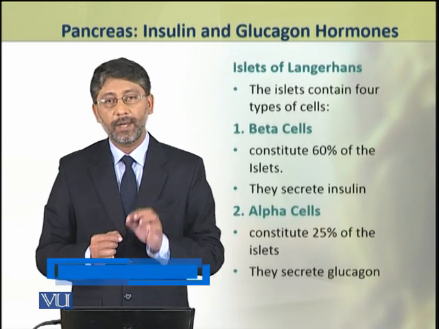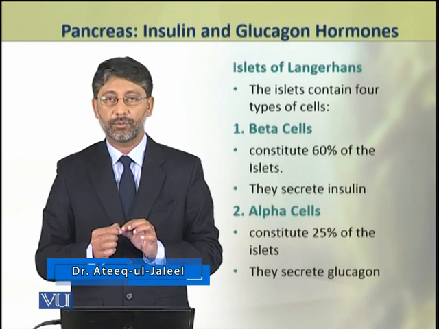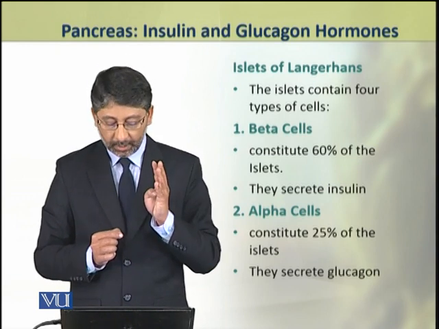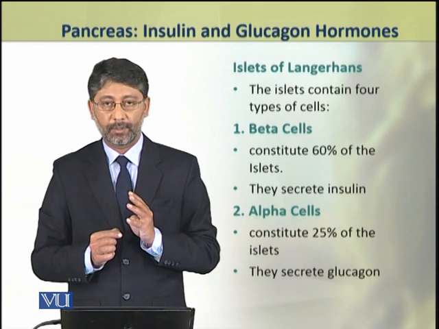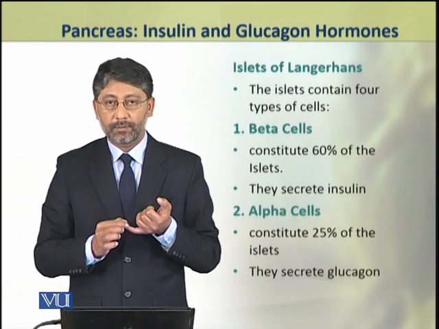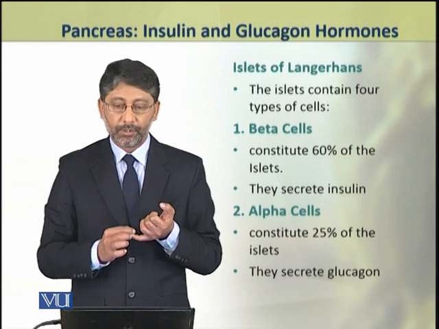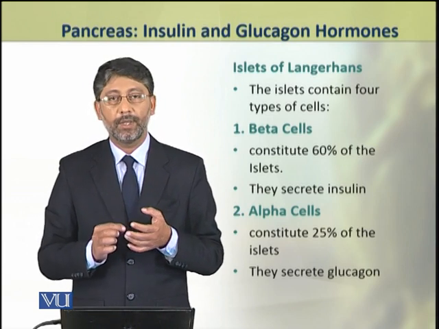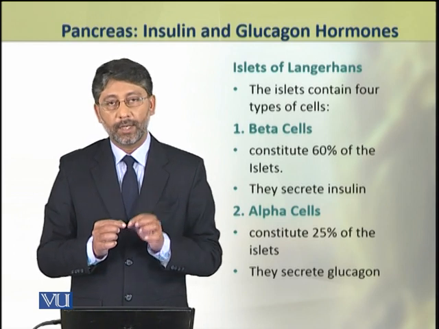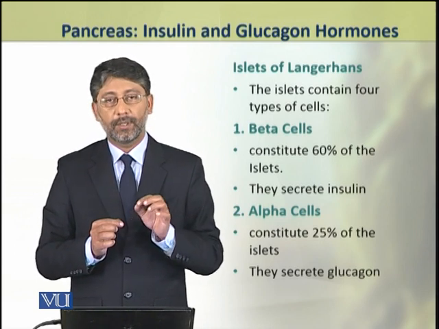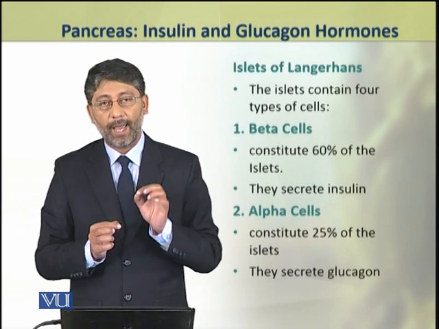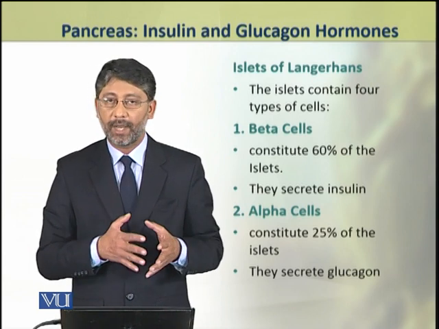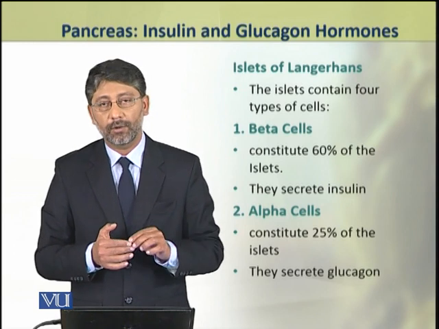We shall discuss islets of Langerhans as endocrine tissue in detail. The islets of Langerhans have four types of secretory cells. First, beta cells, which constitute about 60% of the islets, and they produce the hormone insulin. The second type of endocrine cells in the islets of Langerhans are alpha cells, which constitute about 25% of the islets and produce the hormone glucagon.